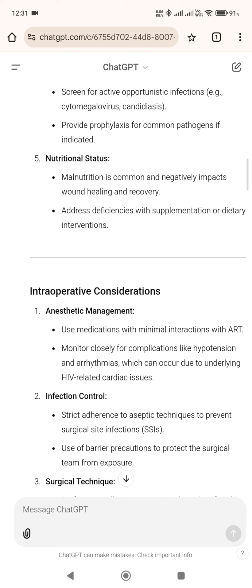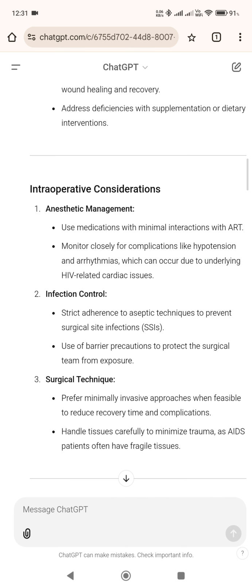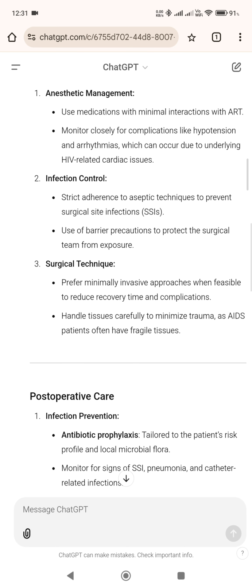Intraoperative considerations. 1. Anesthetic management. Use medications with minimal interactions with ART. Monitor closely for complications like hypotension and arrhythmias, which can occur due to underlying HIV-related cardiac issues.